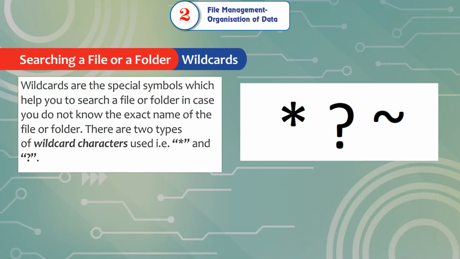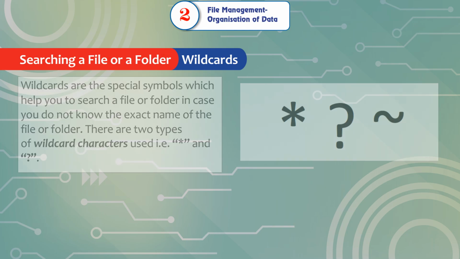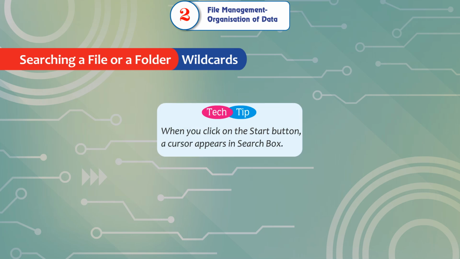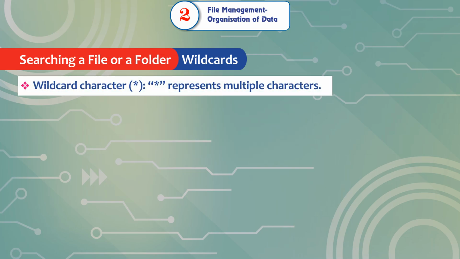Wildcards. Wildcards are special symbols which help you to search a file or folder in case you do not know the exact name of the file or folder. There are two types of wildcard characters used, that is asterisk and question mark. When you click on the Start button, a cursor appears in the search box. The wildcard character asterisk represents multiple characters.